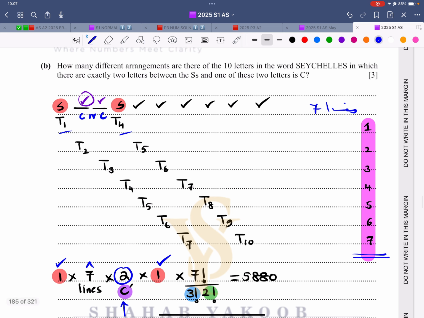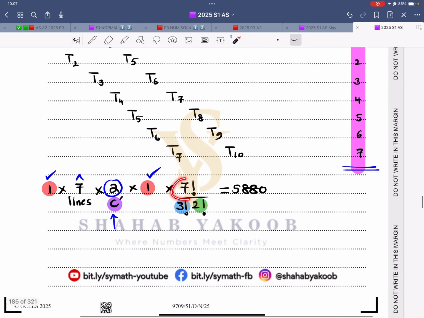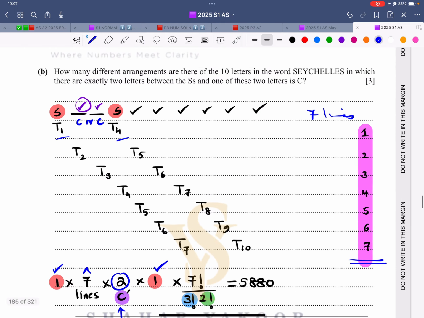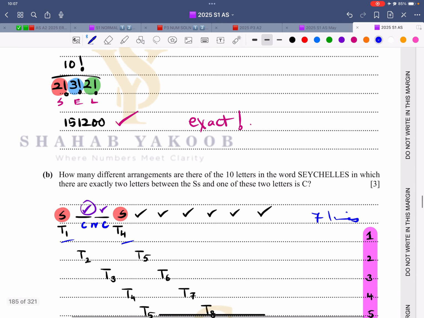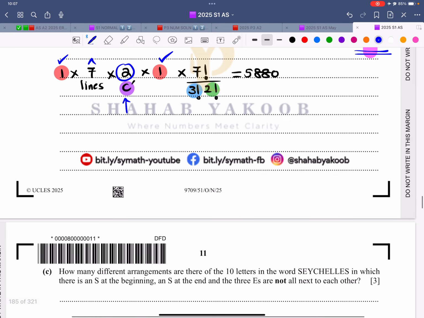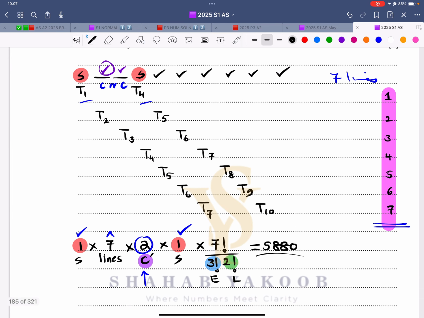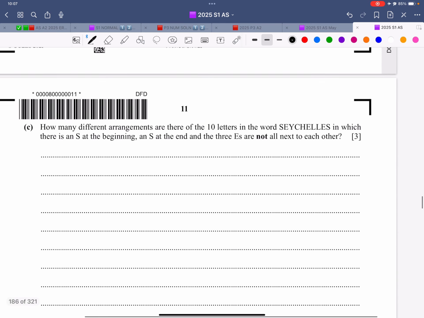Now, how many spaces are left? 1, 2, 3, 4, 5, 6, and 7. Any one of the 7 could occupy these spaces. That is 7 factorial. Why 3 factorial? Because 3 factorial is for the E's and 2 factorial for the L's. And no division by S, because S is fixed. And that is the exact answer. There are different other ways that they have done it. I personally feel this one to be the easiest. That's the way I teach it.